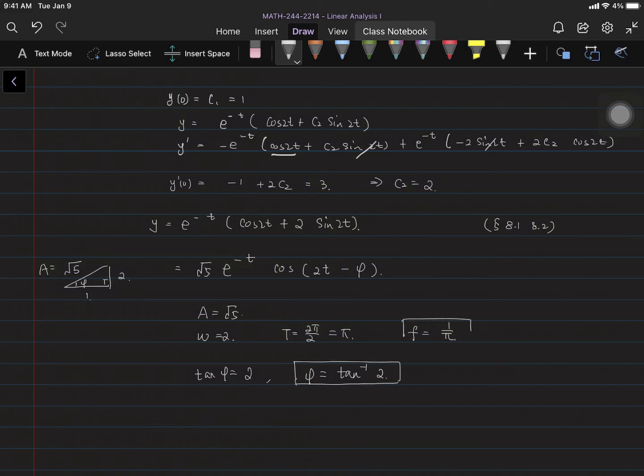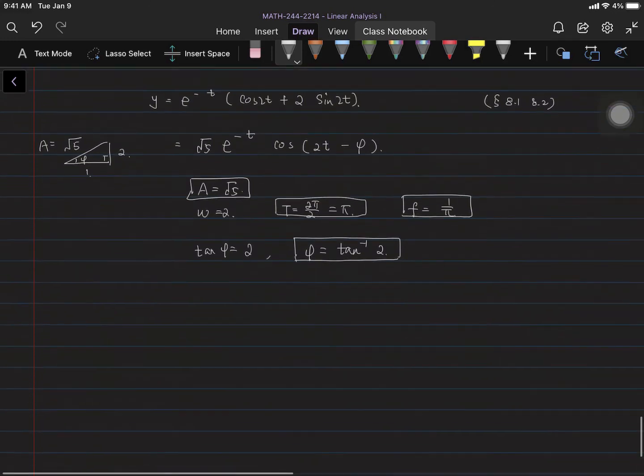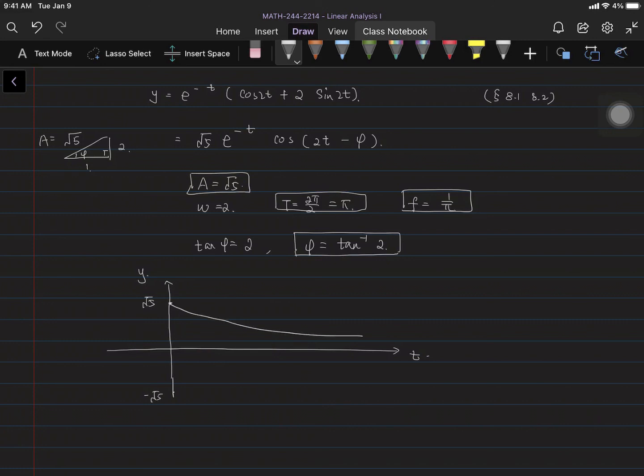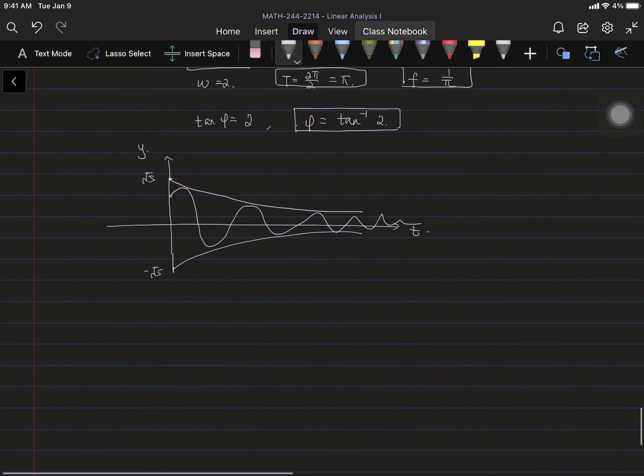Let's see. Frequency, period, amplitude. So we get all the information we want to know. And if we want to draw the graph of this one, this is underdamped: t here, y of t here, the largest is root 5, here is negative root 5, and it's going to be like a phase like this. Okay, so this is our graph for this solution. That's all we need to know for this section, and you can try some other homework problems.